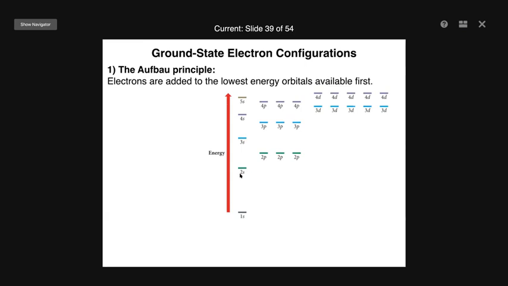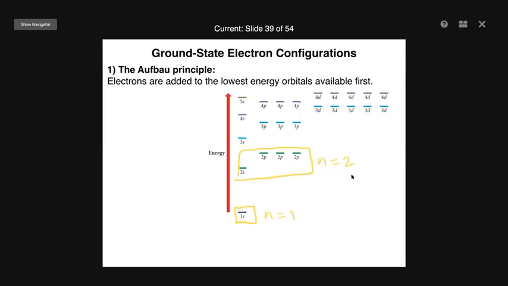Because with the same principal quantum number, right? So this is the same principal quantum number. This is the same principal quantum number, n equal to 2. This is when n equal to 1, right? So 1s is the subshell that resides in the main energy shell. So these are the subshells that reside in the main energy shells.